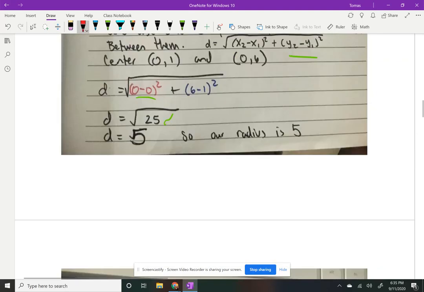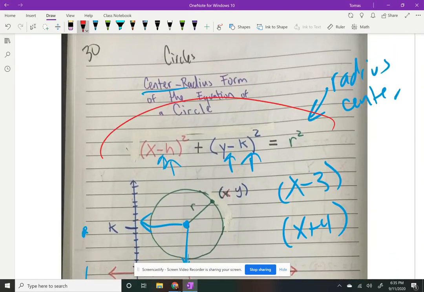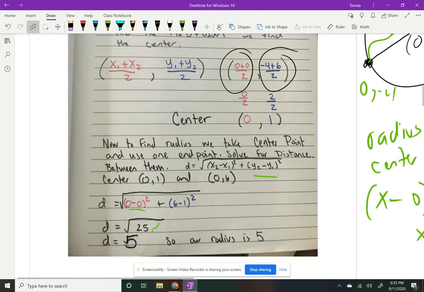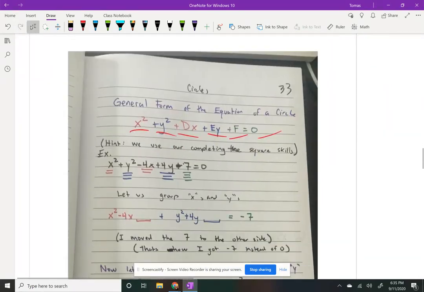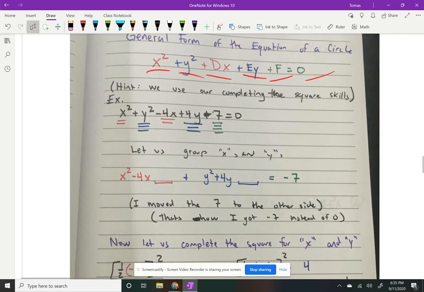We want it to look like this because this is something that we're familiar with, right? This looks easy for us. We could see the center. We could see the square, the radius. So we're right here. So what we want to do first is group our variables.